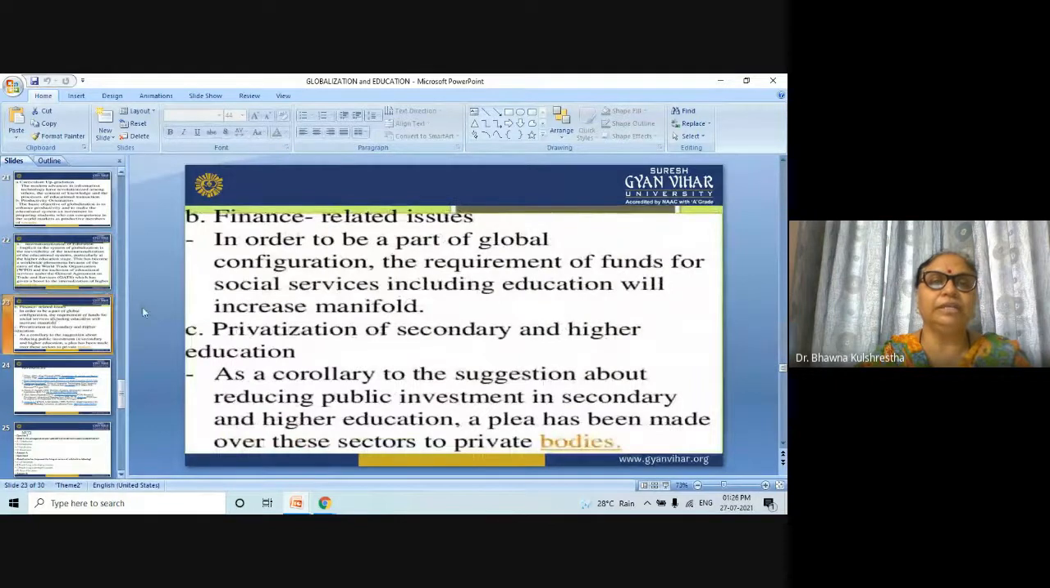And the next is finance related issues. In order to be a part of the global configuration, the requirement of funds for social services, including education, will increase manifold. Privatization of secondary and higher secondary education is a corollary to the suggestions about reducing public investment in these sectors, and a plea has been made to private bodies.